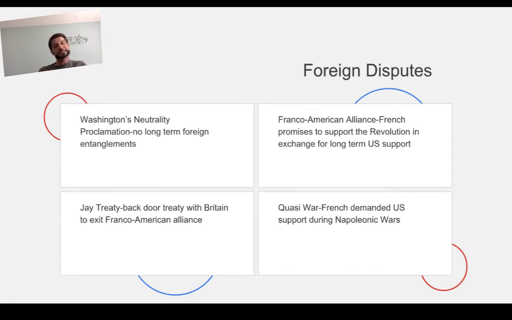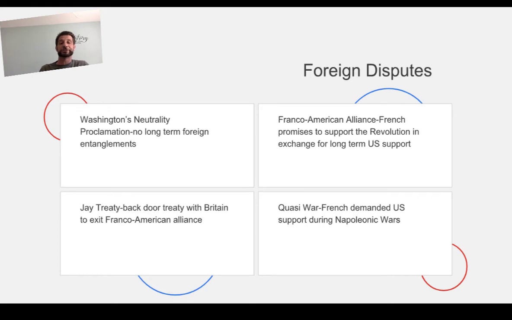He wants to exit that alliance that we had promised France to abide by because France supported us during the American Revolution. But the problem for us at that time period is the French Revolution. Our fear is the French are going to drag us into this radical revolution. And on top of that, that they will drag us into fights with Great Britain.